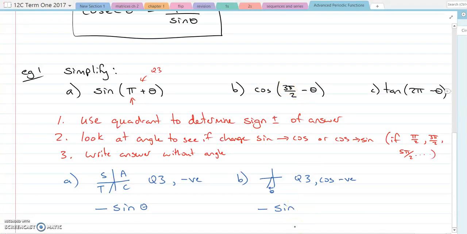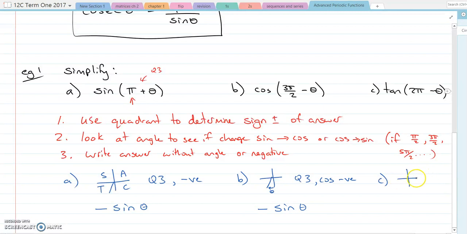And then we just get rid of this angle. We'll also get rid of the negative. I should have put that here without angle or negative. So it's just that. Okay, which is the same as before. Last one, C. 2 pi minus theta.